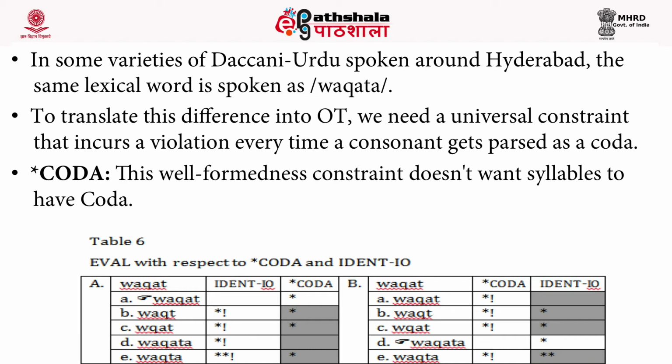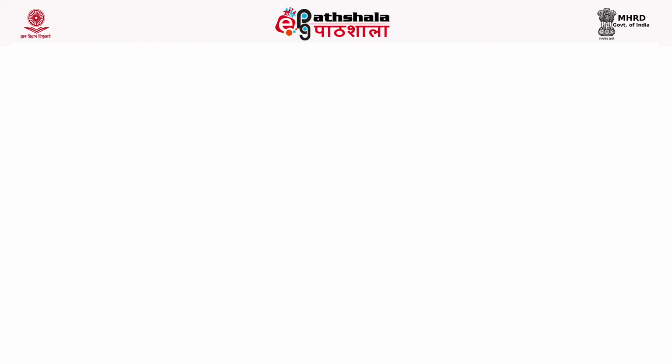Basically in E we do not have a coda violation, it is only the ident-io that is getting violated, but twice. Therefore D is the optimal candidate as it incurs no serious violation of no coda. So Dakani Urdu has the constraint ranking, no coda is a higher ranked constraint than the faithfulness constraint. Now we are going to see what happens with respect to no structure and ident-io.